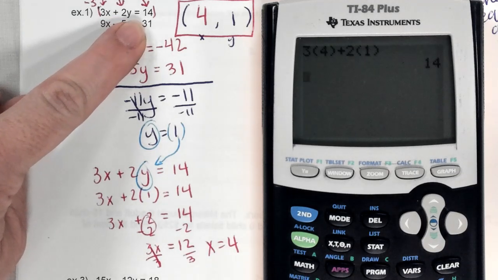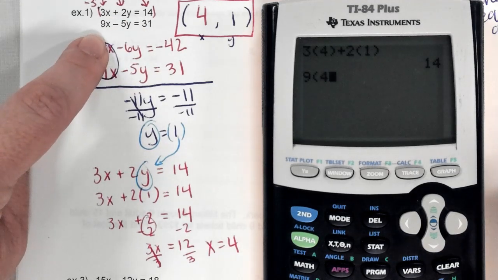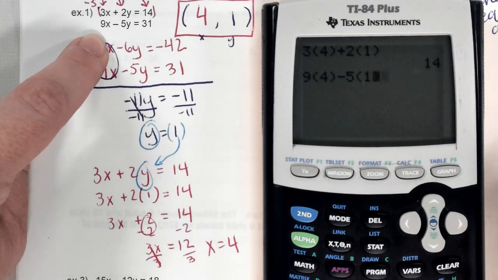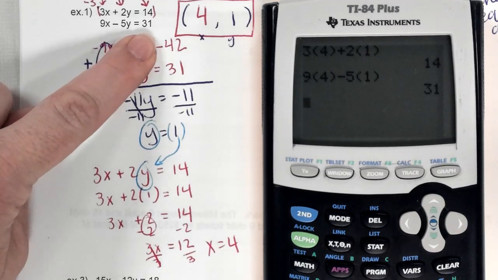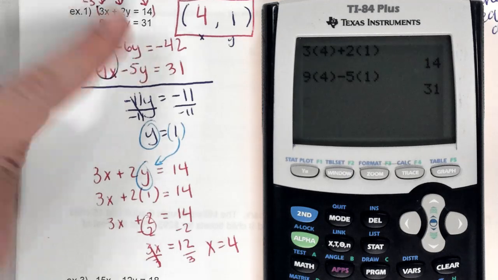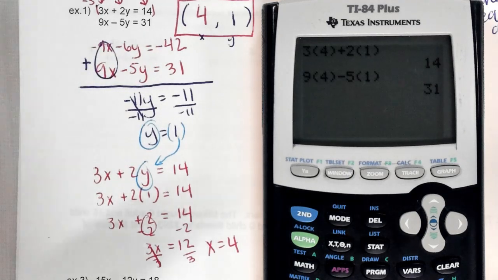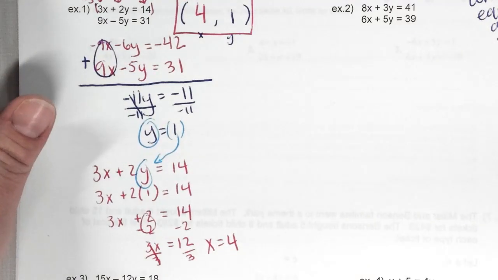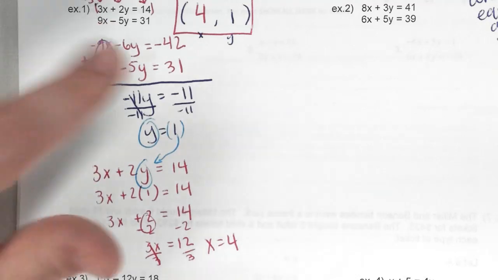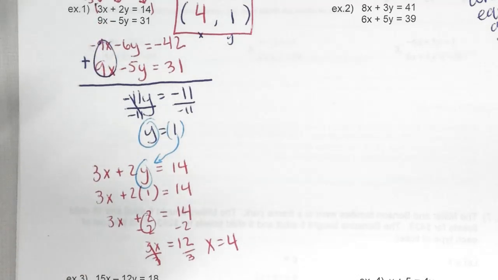Did it work? Yeah. 9 times 4 minus 5 times 1. What did it equal? 31. Did it work? Yeah, so there's my answer and I'm right. If we were talking about kind of system, this would be independent and consistent because there's one answer. Yes? Okay, look at example 2.